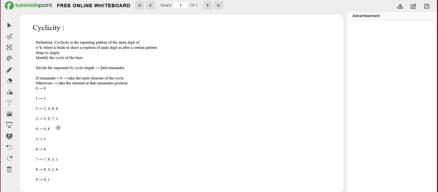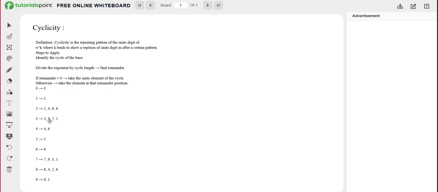Okay, so 2 to the power 1 is 2, 2 to the power 2 is 4, 2 to the power 3 is 8, 2 to the power 4 is 16, and 2 to the power 5 is 32, which has a unit digit of 2. So we can observe that it repeats, and you can check it further.